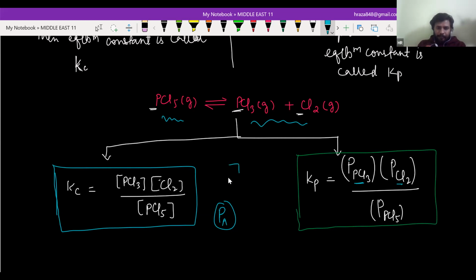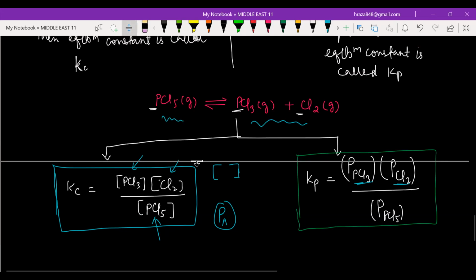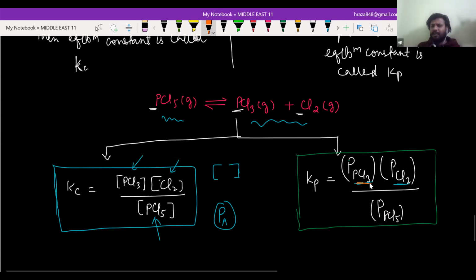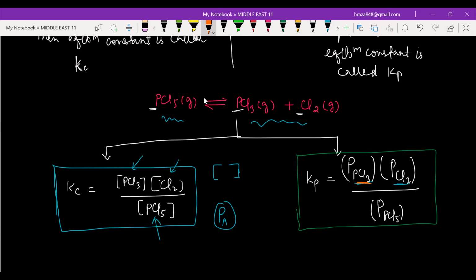Just as a square bracket around PCl3 represents the molarity of PCl3, around Cl2 the molarity of Cl2, and around PCl5 the molarity of PCl5, in the same way we write the partial pressure of PCl3, of Cl2, and of PCl5. The P represents pressure, and the subscript says which species, the pressure of PCl3. So the big P is for partial pressure, and this represents PCl3. Yes, sir. Thank you. Okay, done.